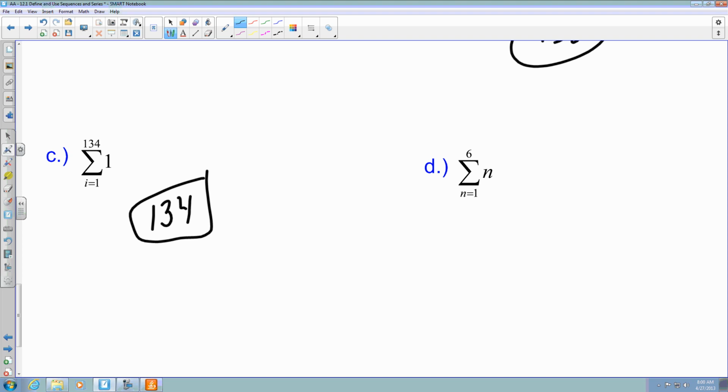And my last one, I have n equals 1 to the n, 6 units. So this one's just going to be 1 plus 2 plus 3 plus 4 plus 5 plus 6. Add these together, I get 21.